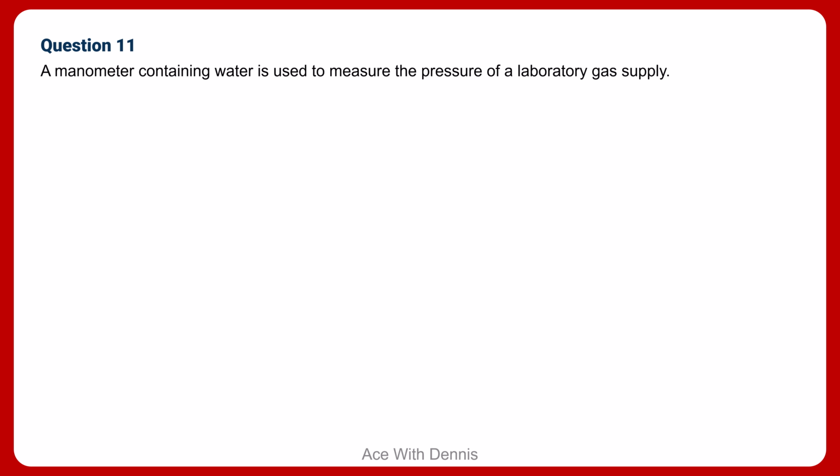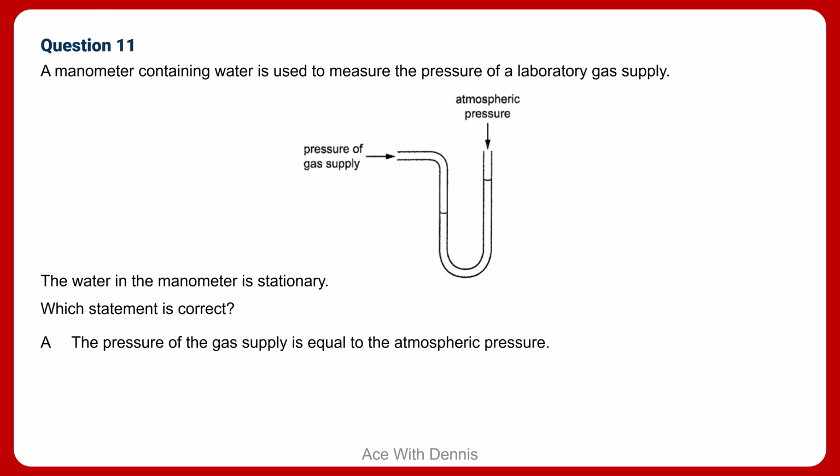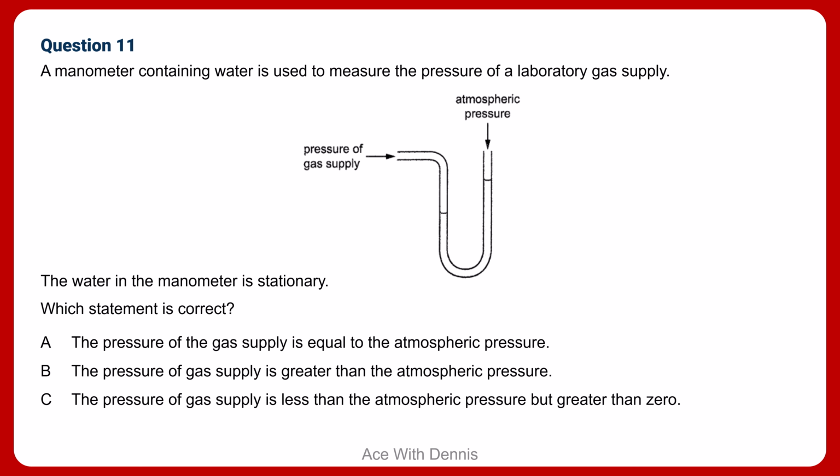Question 11. A manometer containing water is used to measure the pressure of a laboratory gas supply. The water in the manometer is stationary. Which statement is correct? A. The pressure of the gas supply is equal to the atmospheric pressure. B. The pressure of gas supply is greater than the atmospheric pressure. C. The pressure of gas supply is less than the atmospheric pressure but greater than 0. D. The pressure of gas supply is equal to 0.